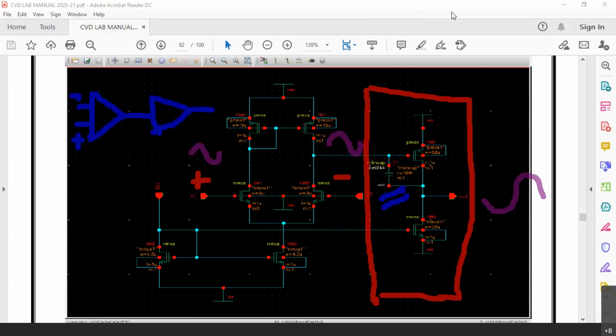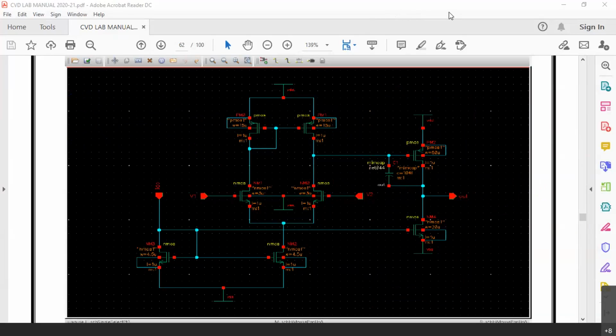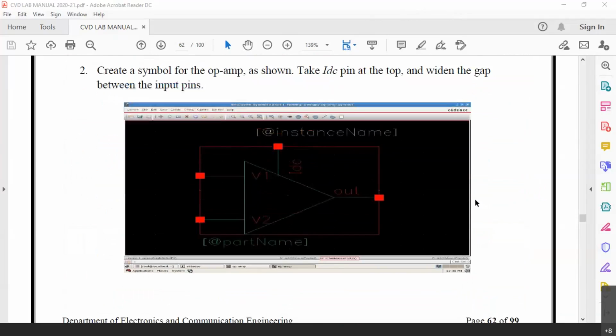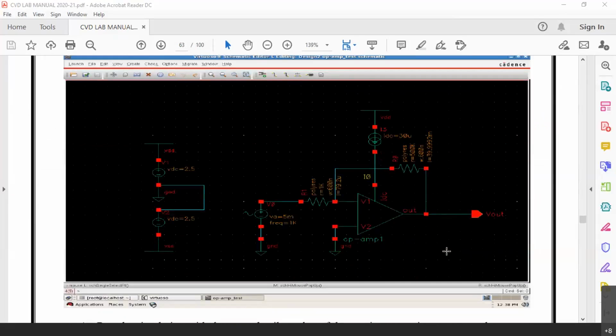So I hope you have understood the circuit functionality now. This is a 2-stage operational amplifier, with VDD and VSS as a dual power supply. Let me proceed to discuss the simulation. You can create a symbol like this for an operational amplifier, with an IDC, V1 and V2, and an output. So this symbol can be created, and afterwards the symbol can be connected with the two resistors.